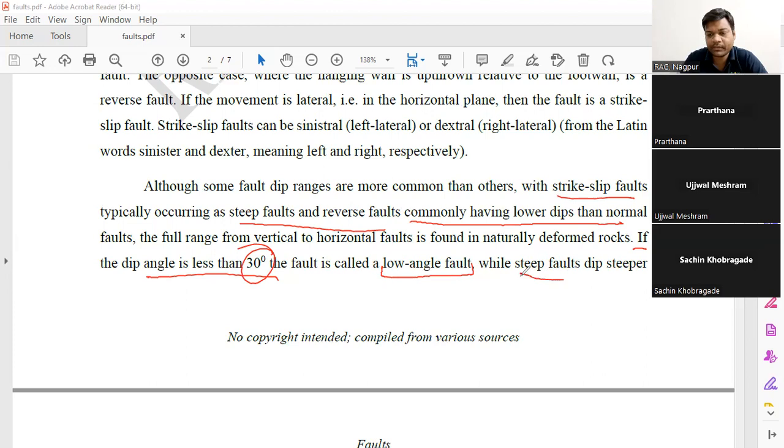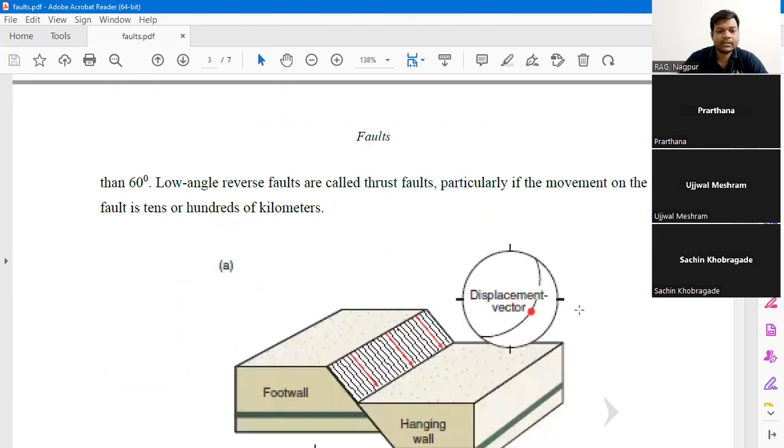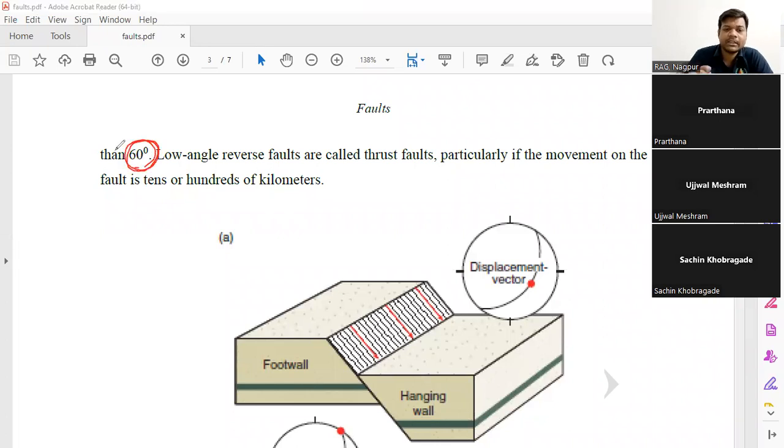While the steep faults dip steeper, and their angles are 60 degrees or more. Now the low angle reverse faults are called thrust faults, right?